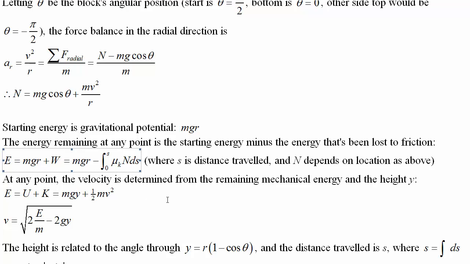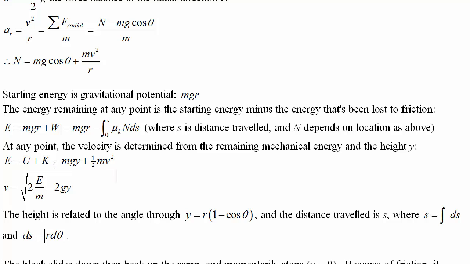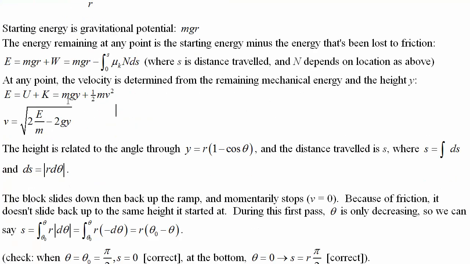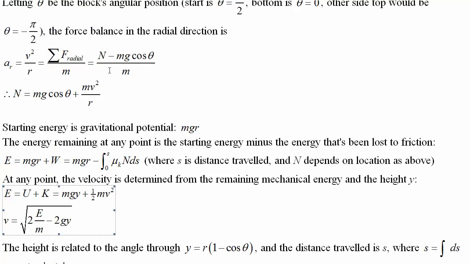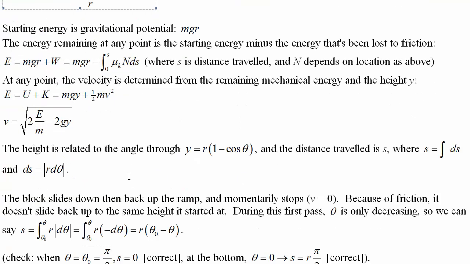At any point, the velocity is determined from the remaining mechanical energy and the height y. Mechanical energy is U plus K, so potential plus the kinetic. And we can solve this for the velocity as well, if we like. What we're going to have to do is equate this energy to this energy, and see if we can get anywhere with that. The height is related to the angle, so we've got a lot of extra variables here. We've got our energy in terms of the height and the velocity, and we've got our other expression for the energy in terms of the normal force, but we've also got relations that let us combine these. So normal force in terms of velocity, and we're going to need to find the height in terms of position.